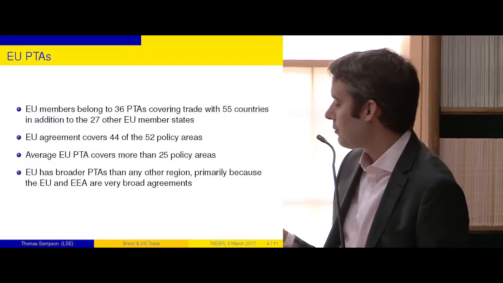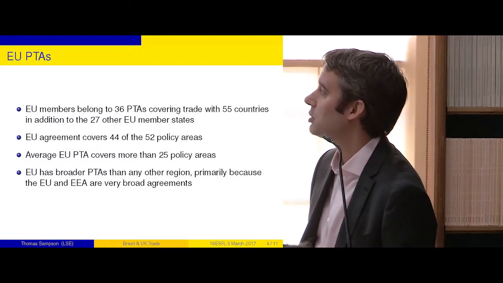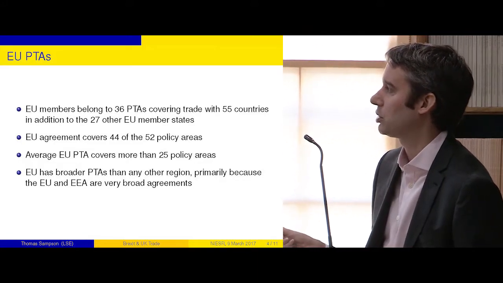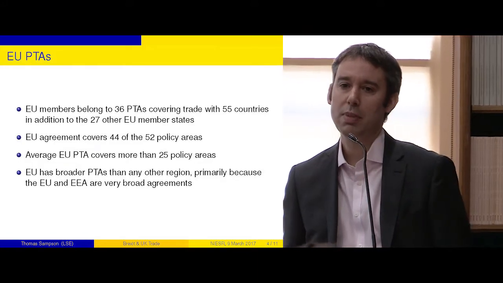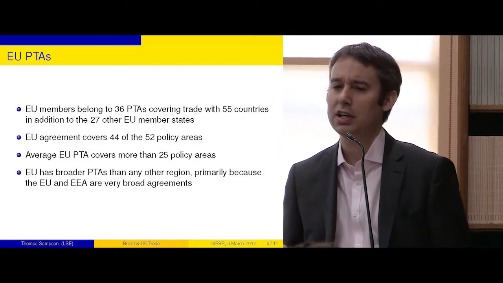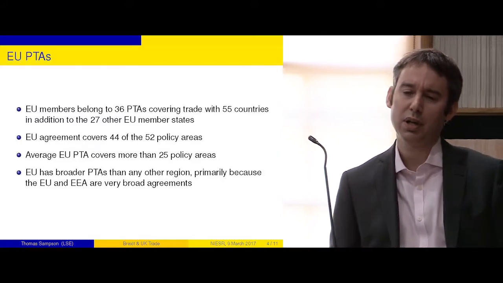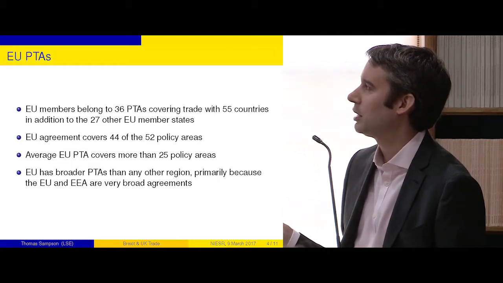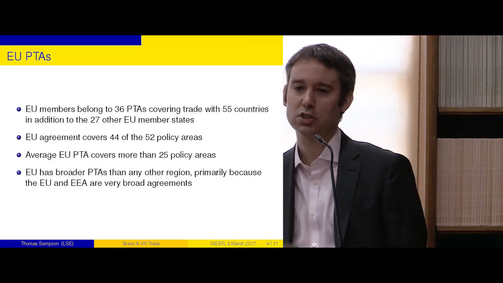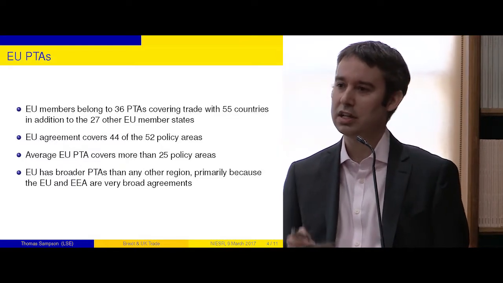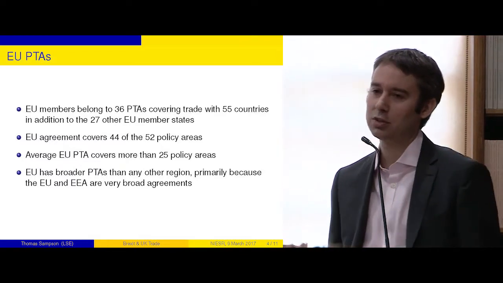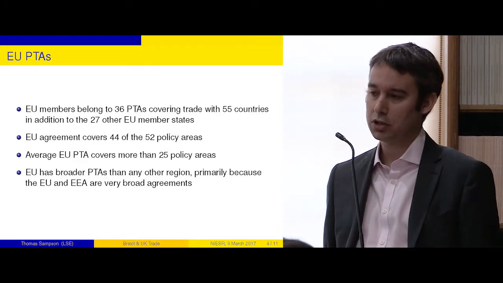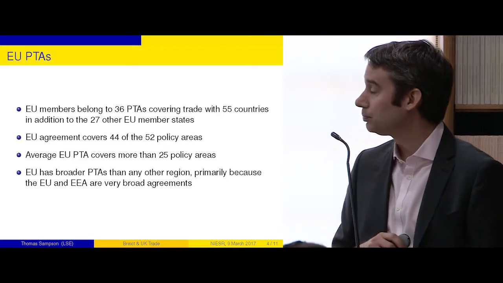So EU members have 36 preferential trade agreements currently in force, covering trade with 55 countries, plus obviously also the 27 EU member states. So that's a relatively large number of countries that are covered by EU preferential trade agreements. Though it's worth noting that if you look at the list of these 55 countries, there's a lot of small island economies in there. And obviously many of the bigger countries, the US, China, and India, don't currently have preferential trade agreements with the EU.